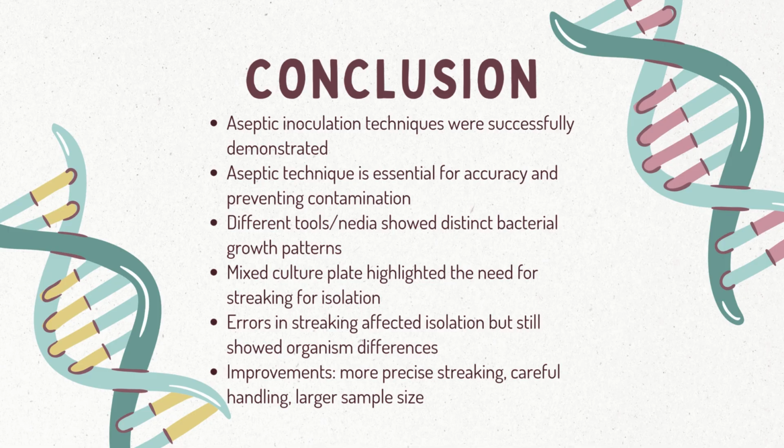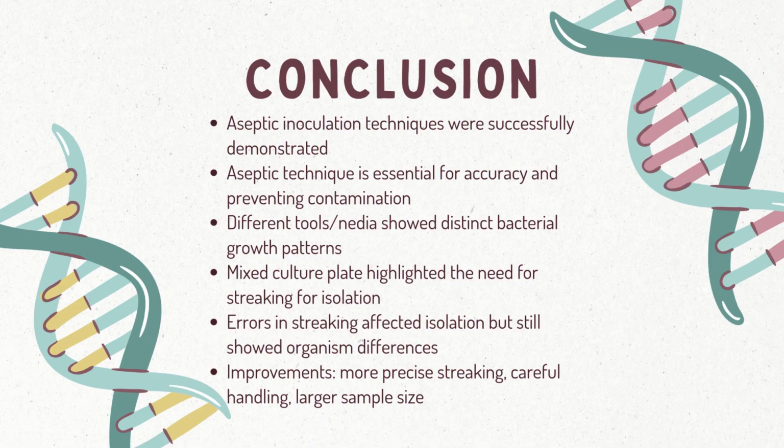By streaking correctly, we could separate colonies and identify individual organisms, which is essential in both microbiology labs and clinical settings. However, we did have some errors while streaking, especially on the S. aureus and the E. coli plates, which made it harder to isolate individual colonies. Still, the results showed the differences between the two organisms and reinforced the proper technique.